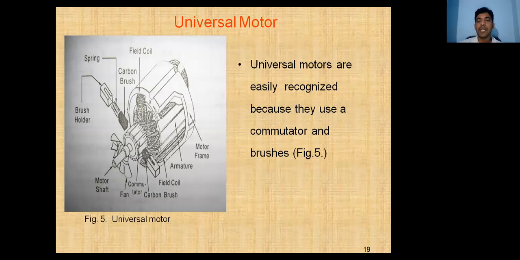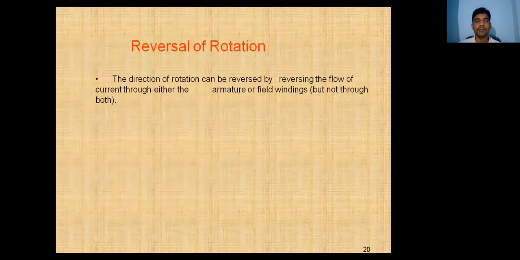So universal motors are easily recognized because they use a commutator and brushes.